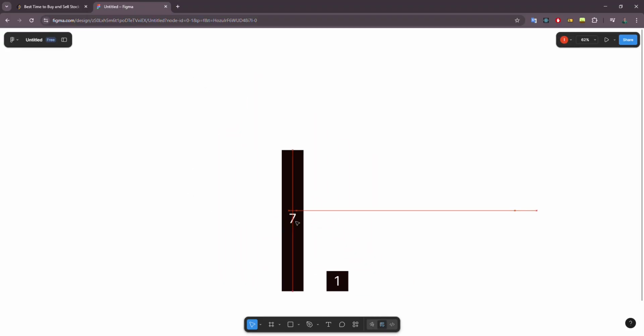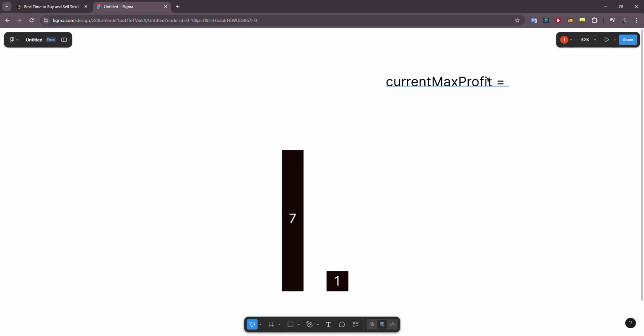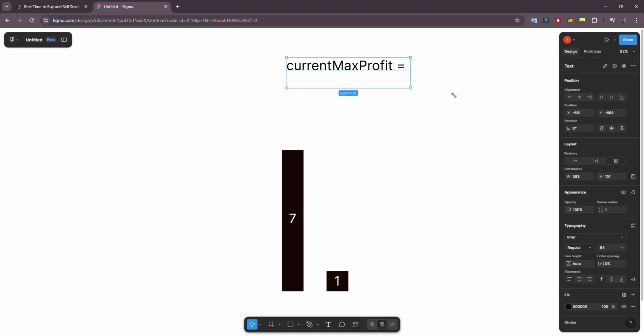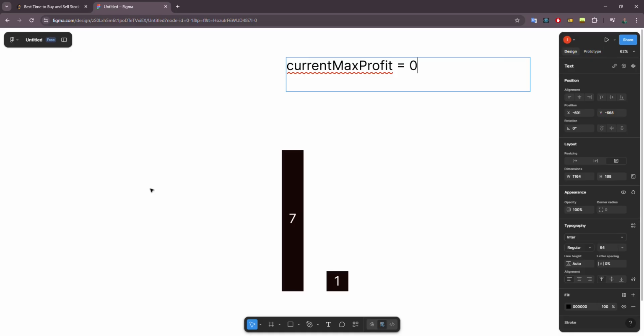And so, how can you solve this problem? Okay, suppose we have these prices. The first day the price is 7 and the second is 1. How are you going to solve it? Well, first you need to create a variable that holds the max profit, or let's call it the current max profit, and it will be 0 by default, because if you cannot achieve any profit, you need to return 0.